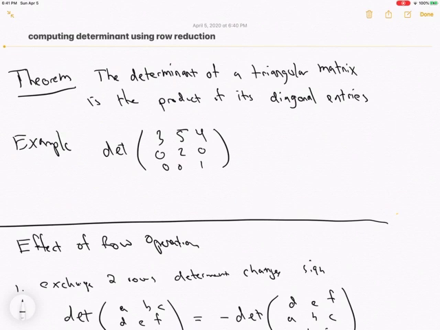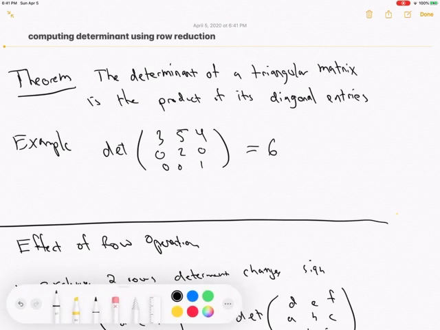Alright, so the goal is to be able to compute determinants efficiently, and it comes down to this first theorem here, which is that the determinant of a triangular matrix is just the product of its diagonal entries. So it's very easy to calculate the determinants of triangular matrices. So for example, the determinant of this matrix here is just 6.